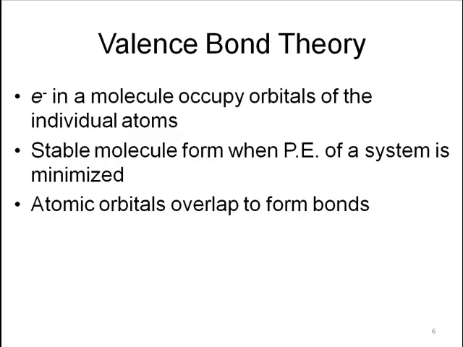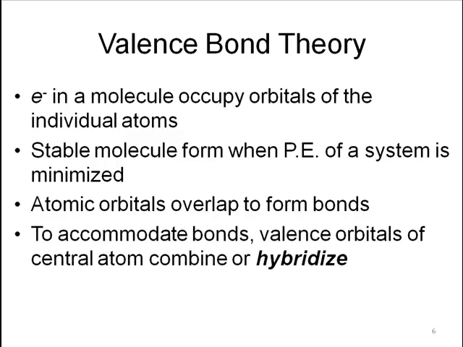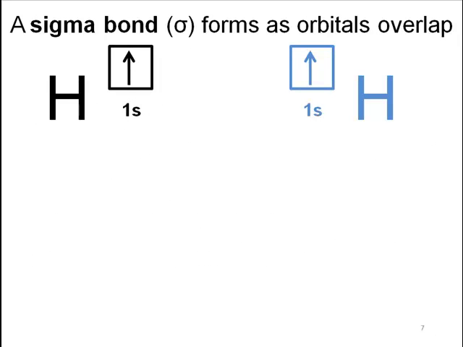So if p orbitals overlap, you can get a bond. If an s orbital and a p orbital overlap, you can get a bond, is the general idea. To accommodate bonds, though, valence orbitals of the central atoms combine or hybridize. So the combining is you've got two p's coming together, it makes a bond in the p orbital. Hybridize is a little bit different, but it's the same idea about the orbitals coming together. They just do some different things to explain what happens.